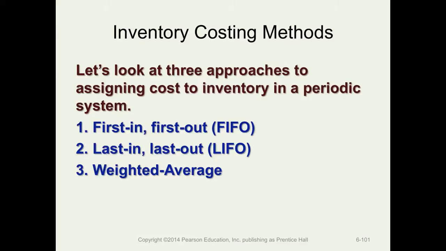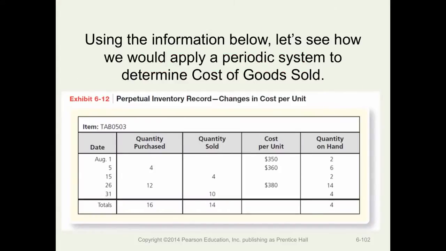So with this framework or this review, now let's take a look at the three cost flow assumptions. We're not going to worry about specific identification because that would be identical whether you had periodic or perpetual. So let's now look at the effects of using a periodic inventory system. We're going to go back to a common example that we've been using for Smart Touch throughout this chapter.